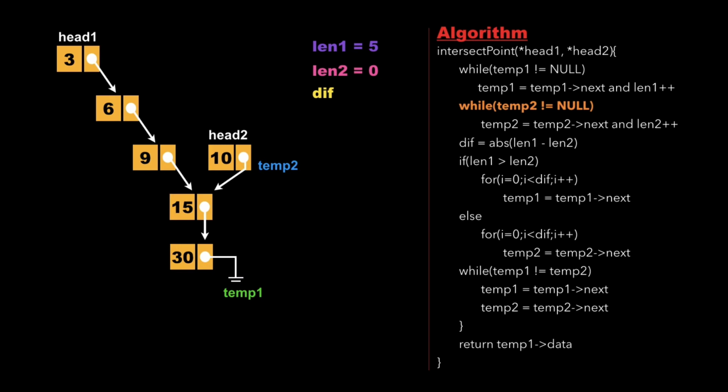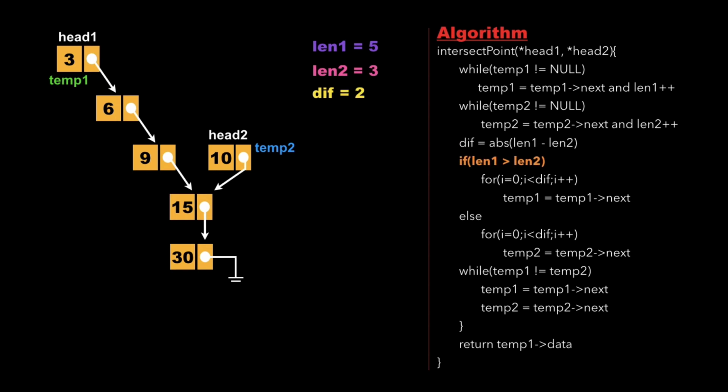So finally we have reached temp1 as null, so we exit the while loop and start another while loop for traversing linked list 2, where we check whether temp2 is not equal to null, which is also true. So we update temp2 as temp2 of next and increment length2. We continue until temp2 is null. Now temp2 is null and the value of length2 is 3. So we exit the while loop again. Then we point temp1 and temp2 to head1 and head2 respectively, and calculate the absolute difference between length1 and length2. So the value of difference is 2.